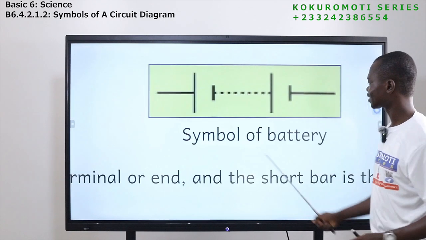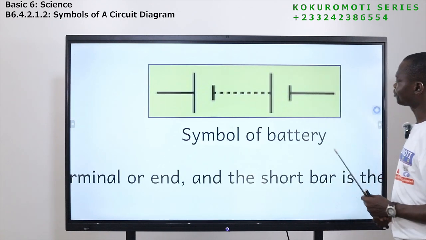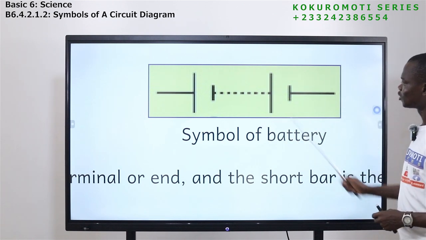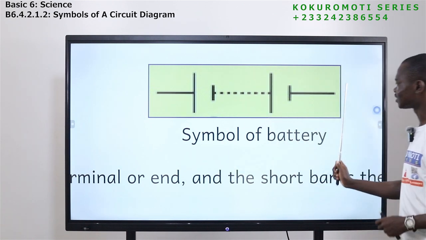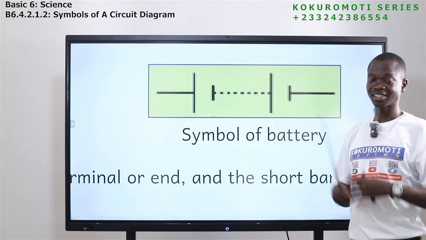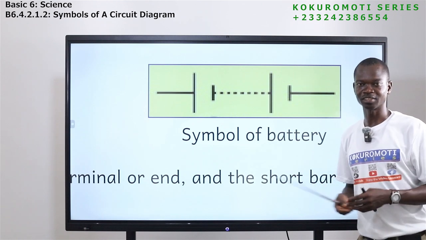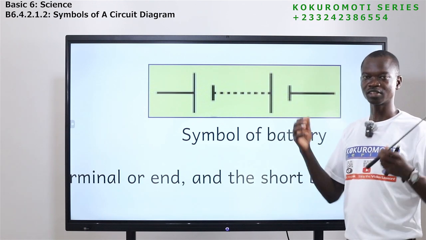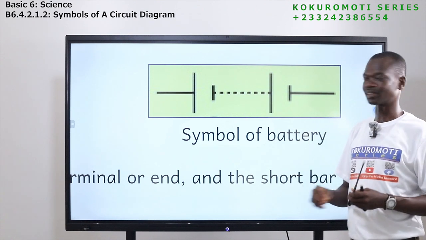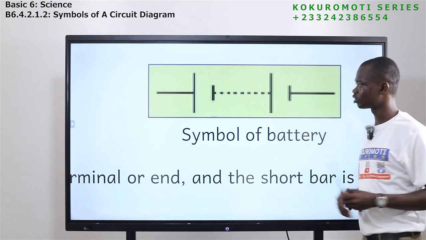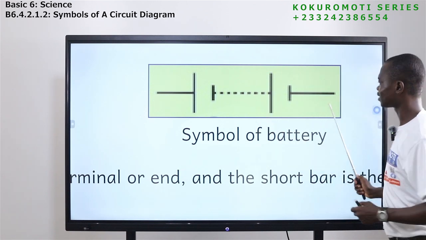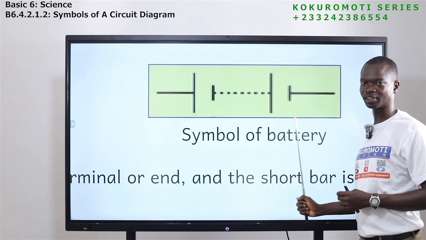Now let's look at the symbol for battery. You see, we have one here, the same thing here. So this is one cell, another cell. In our previous lesson, we learned that battery is a group of what? Cells. A battery is a group of cells. Or when you have two or more dry cells connected, we get what? Battery. So you see, this is one dry cell, this is another dry cell, but because they are connected, we have battery here.